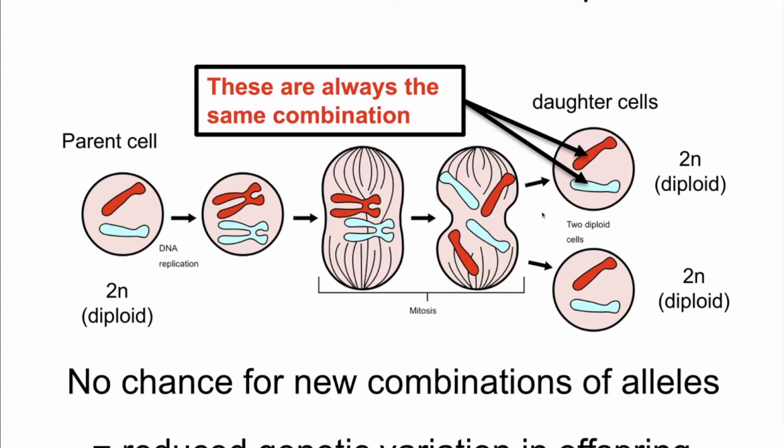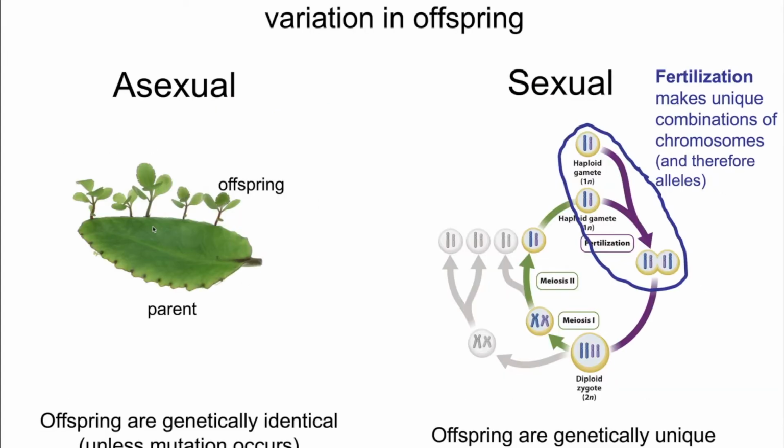By definition, mitosis produces genetically identical daughter cells that have the exact same combinations of chromosomes and the exact same combinations of alleles in every single daughter cell. And so as a result, asexual reproduction is going to reduce the overall genetic variation in the offspring because the offspring are going to be genetically identical to the parent, okay? So this is in contrast to sexual reproduction, okay?